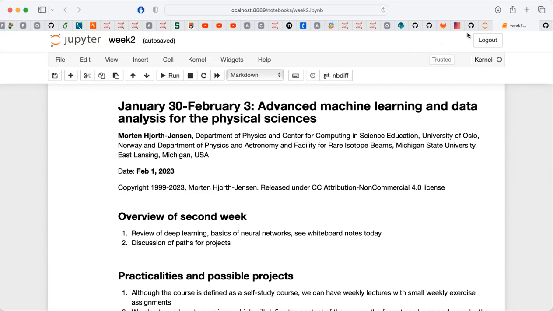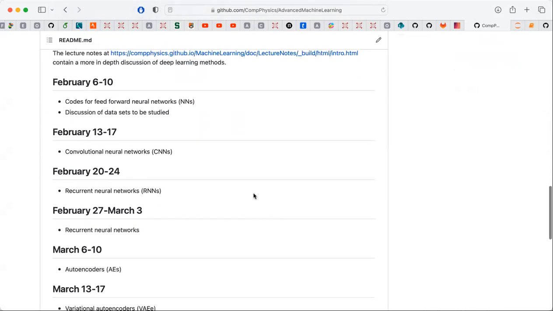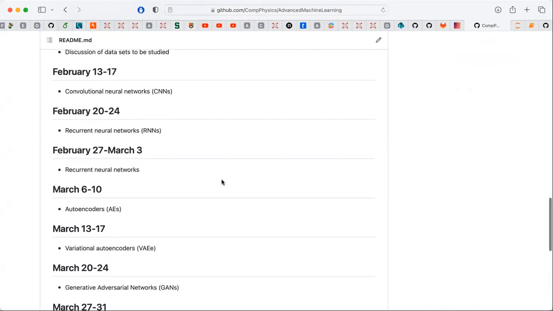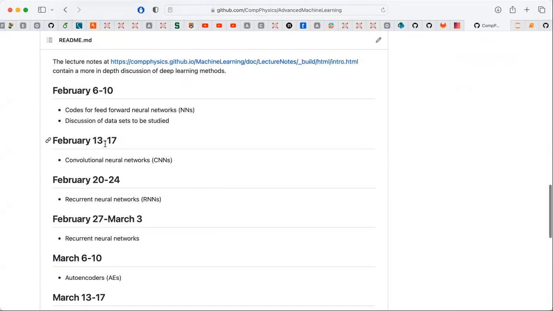Okay, there were no objections to this suggestion here. And if you go back to the README file, you will see a kind of tentative schedule. This is very tentative and it depends on how far we get each week. I will also try to guide you through it. Next week, we are going to look at codes for the feed-forward neural networks, which include many of the basic elements which we have discussed earlier, like gradient descent methods, how to find the optimal parameters, etc.